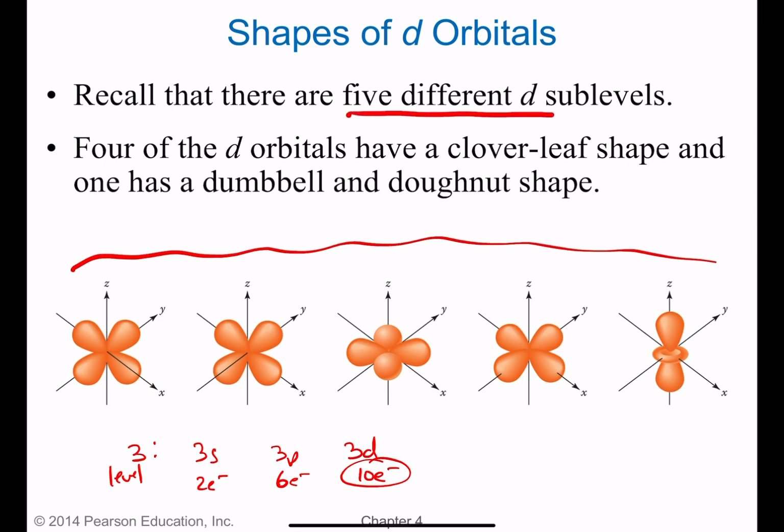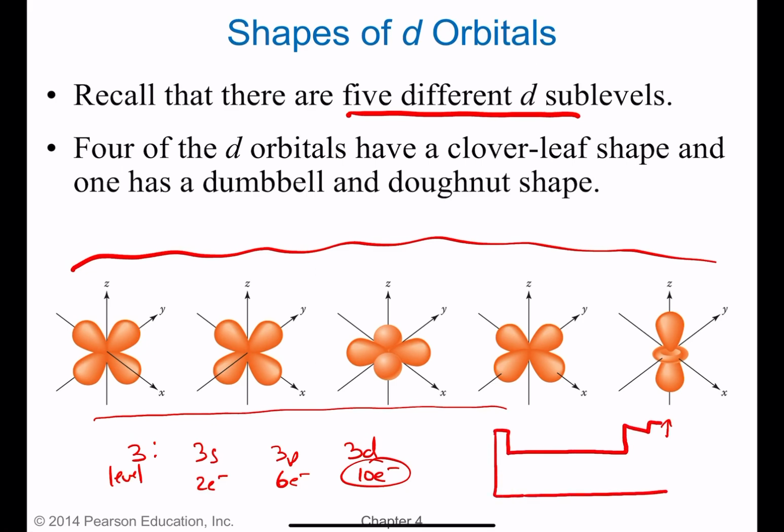So there's 5 different d's, and they haven't given their names here. They've got interesting names, but you don't have to worry about that. But 4 of them have this nice, pretty cloverleaf shape, and one of them is kind of like a dumbbell with a donut. But this is where that 10 comes from, and you'll find that these get used most often with the metals that are in the middle of the periodic table. So just a quick little sketch of our periodic table. This section in the middle, this is where the d orbitals get used to house electrons.